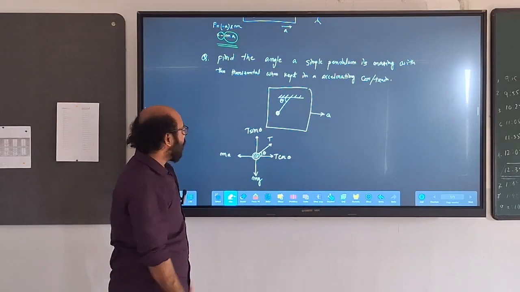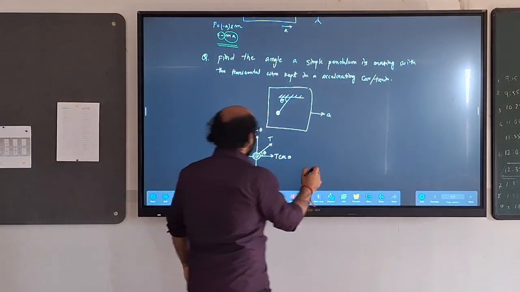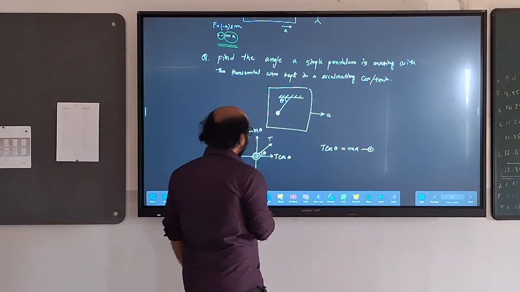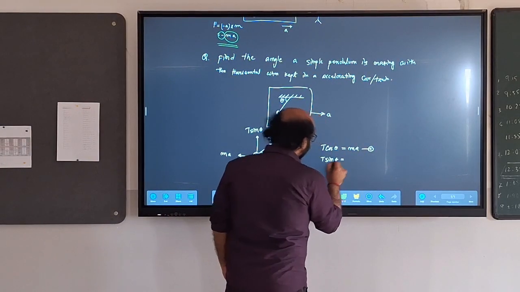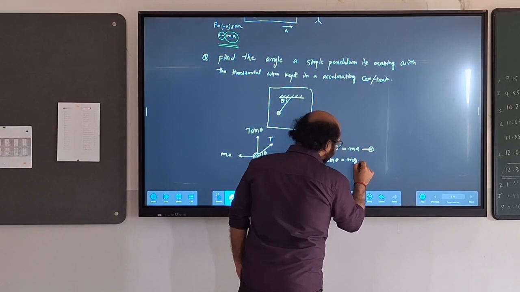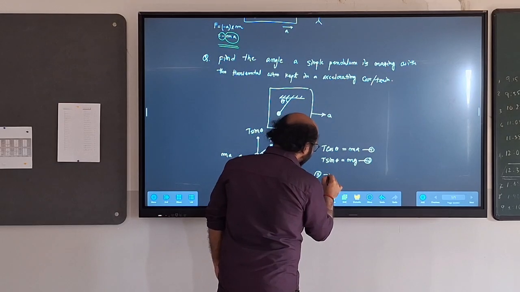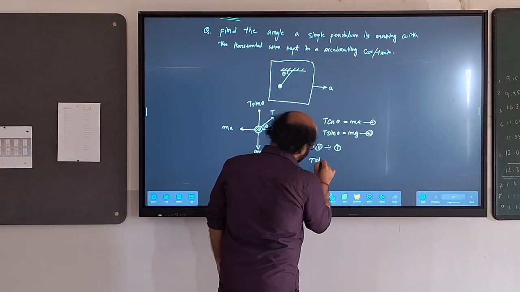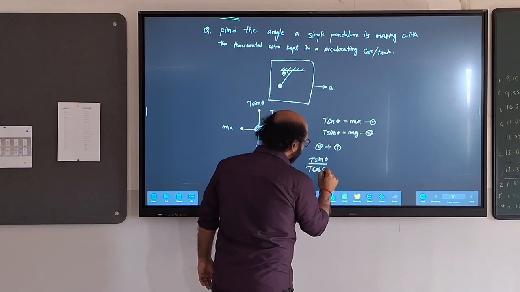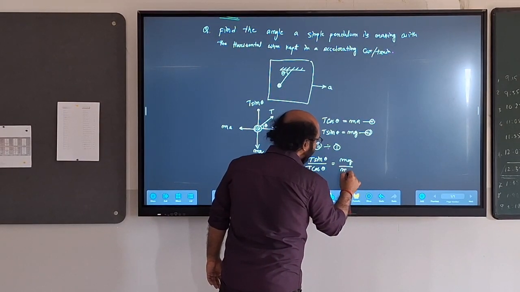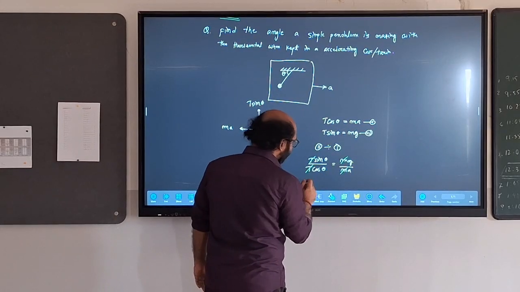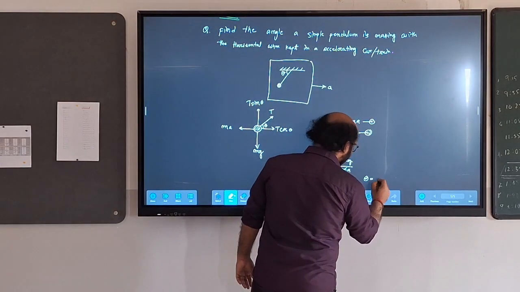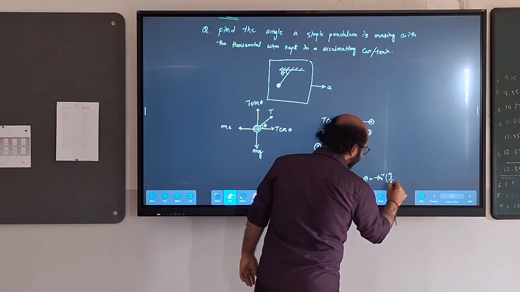Now as it is in equilibrium, all the forces will cancel each other. So T cos theta is equal to ma, that's equation number 1. T sin theta is equal to mg, that's equation number 2. If we divide equation 2 by equation 1, we get T sin theta divided by T cos theta equal to mg divided by ma. So tan theta is equal to g by a, or theta equals tan inverse of g by a.